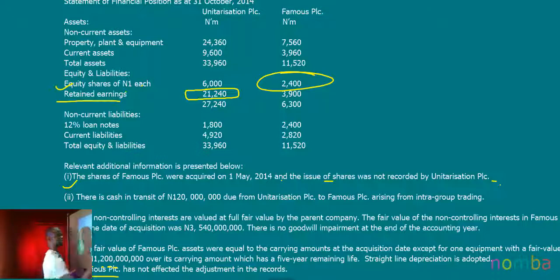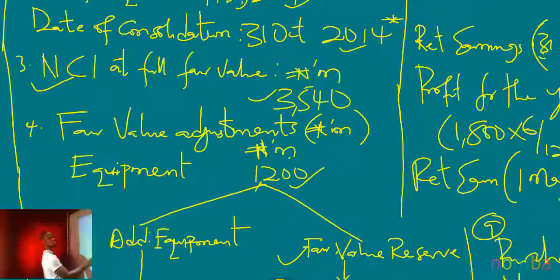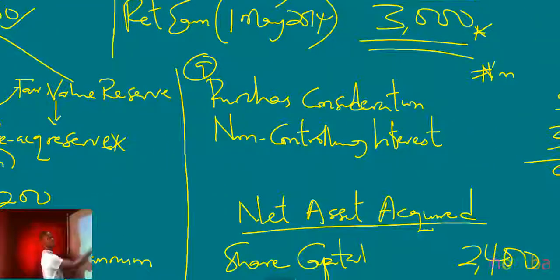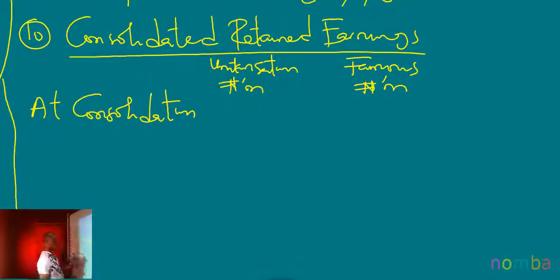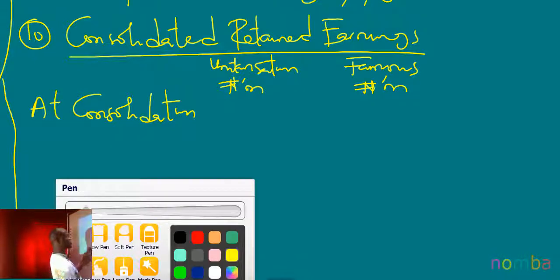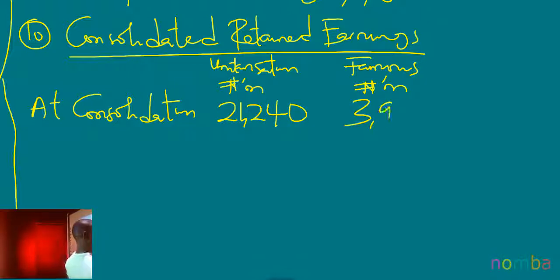21,240, I'm noting it down. That of Famous is 3,900. Okay? So let me go back to my workings and insert that figure there. So that of Unitarization was 21,240, while that of Famous was 3,900. This at the date of consolidation.